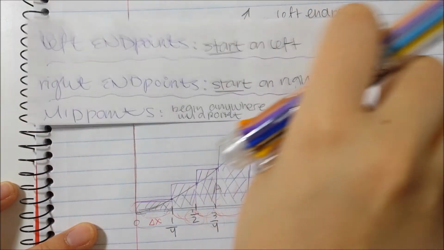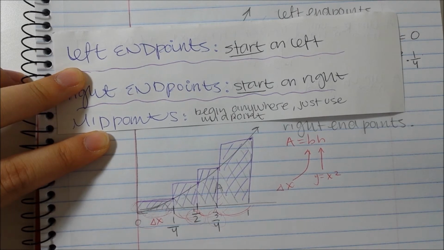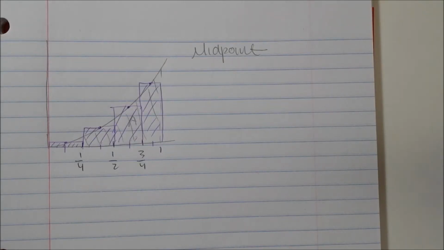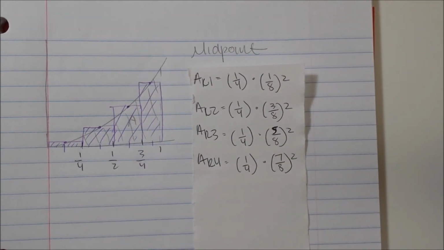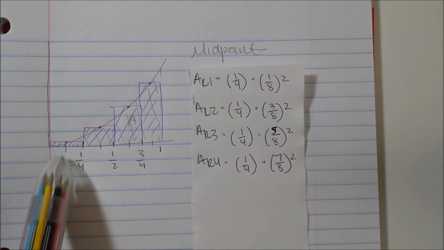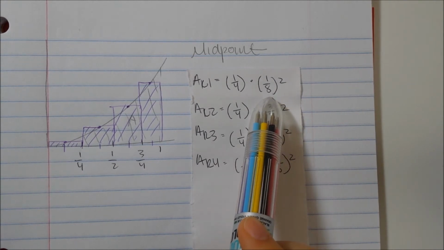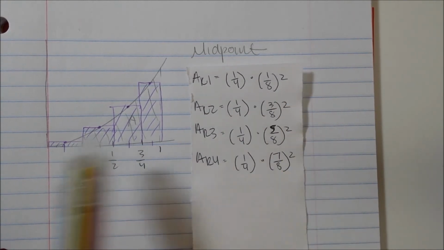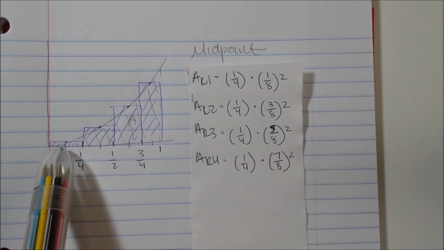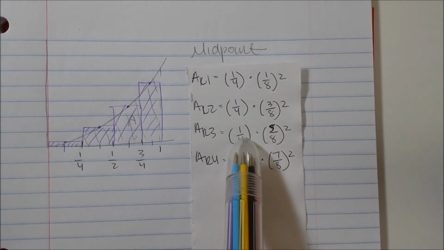So let's move on to the midpoint. Remember here, it doesn't matter where you begin. You can begin here or here, what does matter is that you use the midpoint. So solving for the midpoint estimate is essentially the same, except you want to use this value, your midpoint value, for plugging into f of x, which is x squared, to find your height, because you use this point to determine the height of your rectangle, and your bases will still be the same.